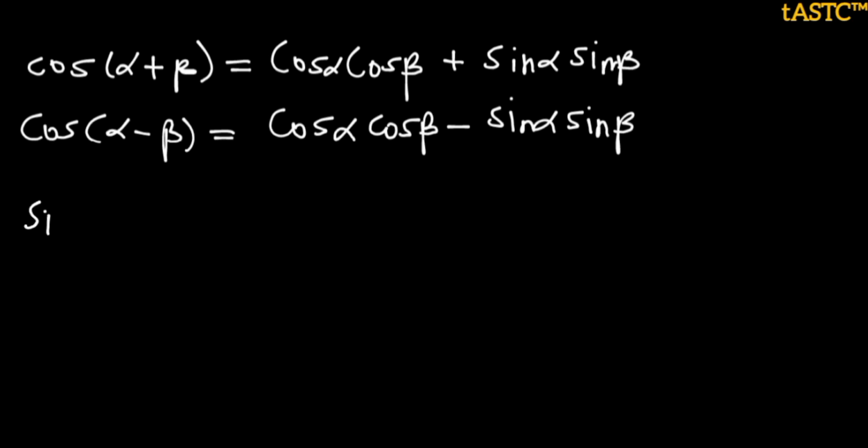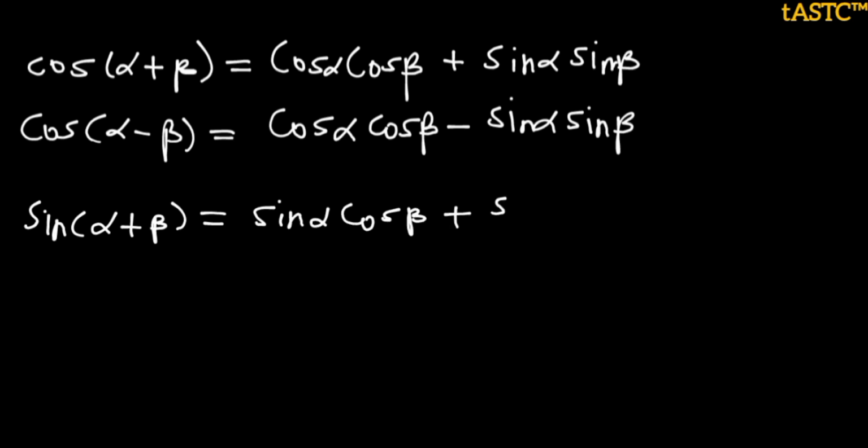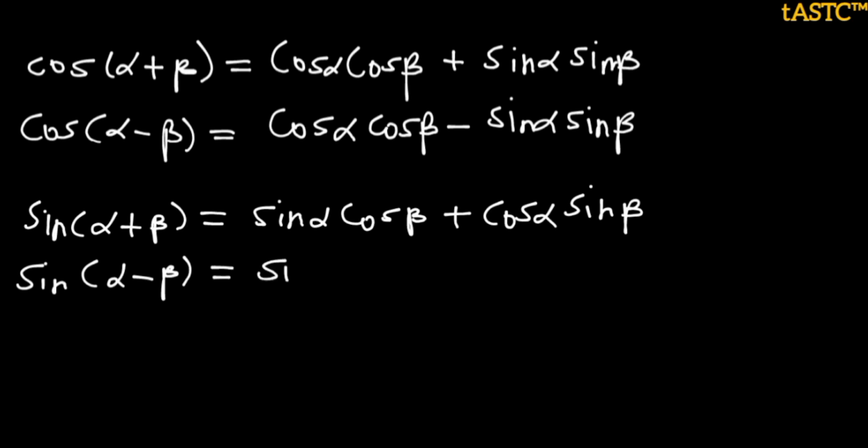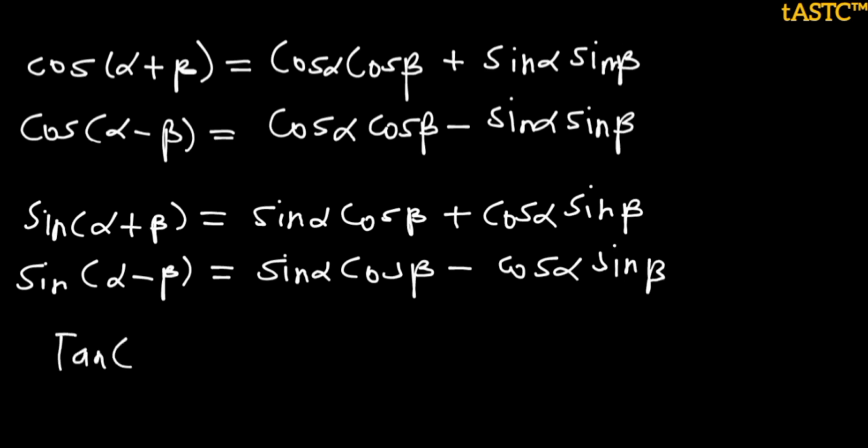We found that sine of alpha plus beta is equal to sine alpha cos beta plus cos alpha sine beta. And we also had sine of alpha minus beta, which was written as sine alpha cos beta minus cos alpha sine beta. Now the question is, what is going to be tan of alpha plus beta? How are we going to find it?